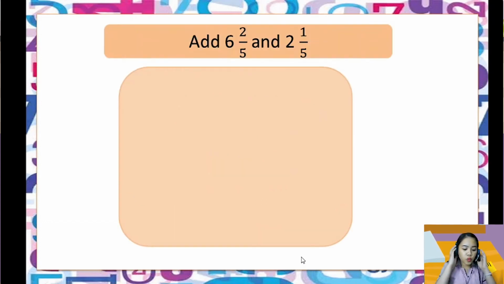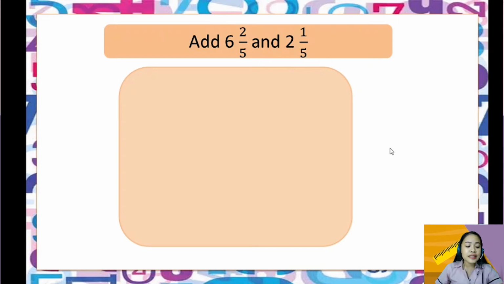Okay, next one. We have here another example. Add 6 and 2/5 and 2 and 1/5. So, involved na dito ang whole numbers. Ang whole number dyan is yung 6 at 2. At yung fractions is yung 2/5 and 1/5. So, paano ba yan, ma'am?